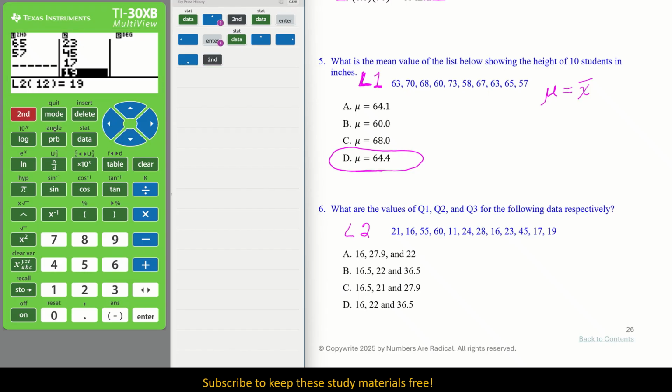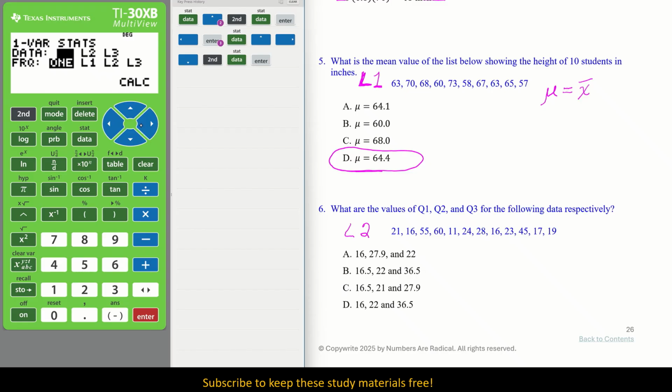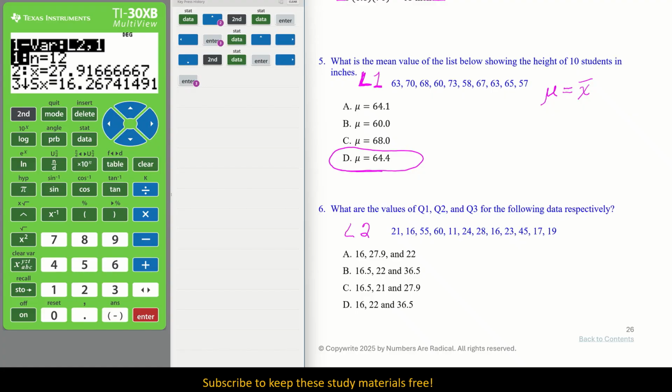Okay, so second data, go to number 1 again. However, we need to arrow over to L2, list 2. So push enter and then keep pushing till we calculate. But we don't want the mean this time. We want Q1, Q2, and Q3.